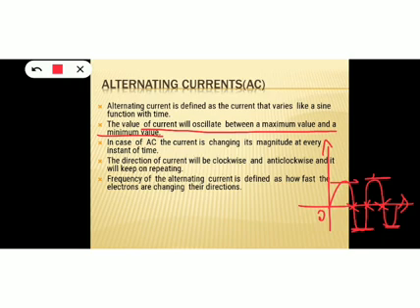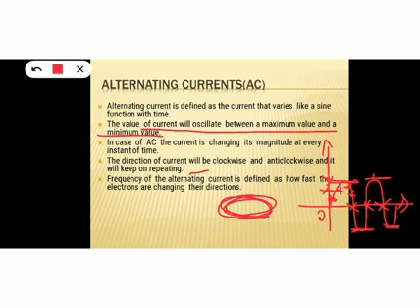In case of AC, the current is changing its magnitude at every instant of time. Here it's very clear the magnitude of AC current changes. If you consider this point, this will be the magnitude of current. But at this point this will be the magnitude of AC current. At this point this will represent the magnitude of AC current. So at each point the current is changing its magnitude. The direction of current will be clockwise and anti-clockwise and it keeps on repeating, just like this, clockwise, anti-clockwise. This will be the direction of current.